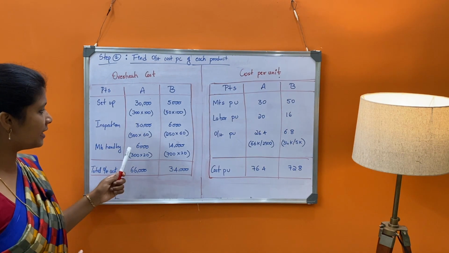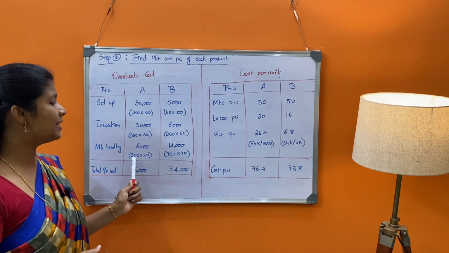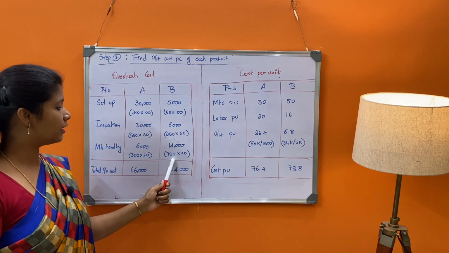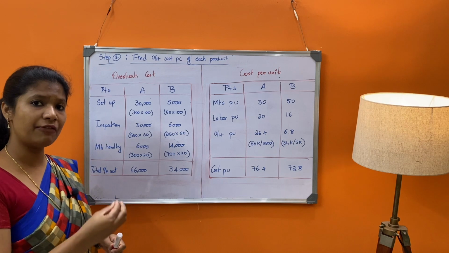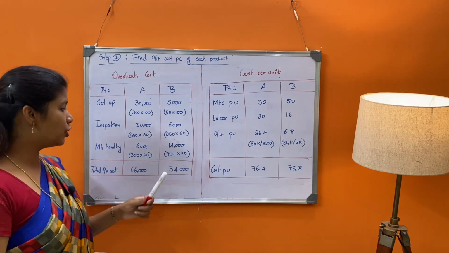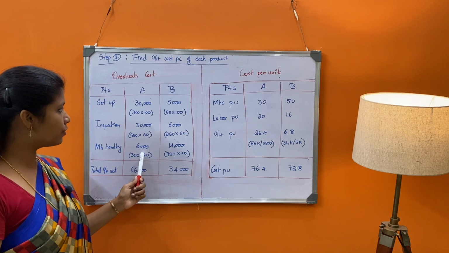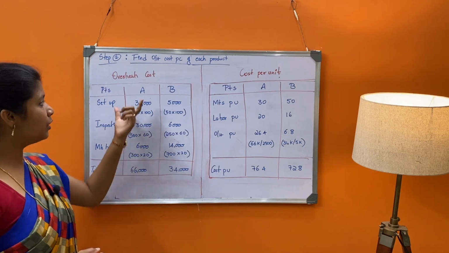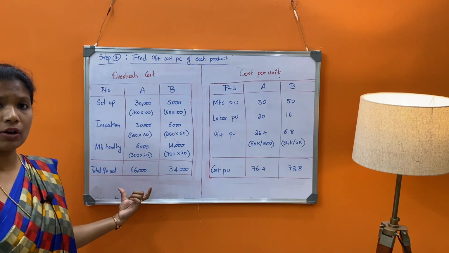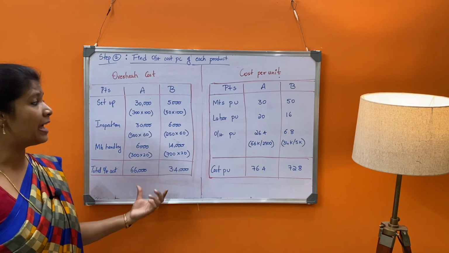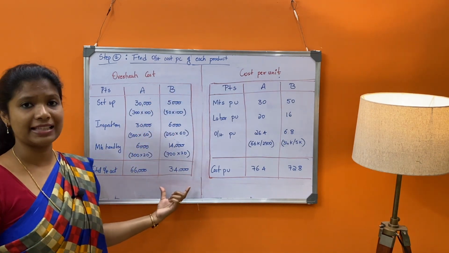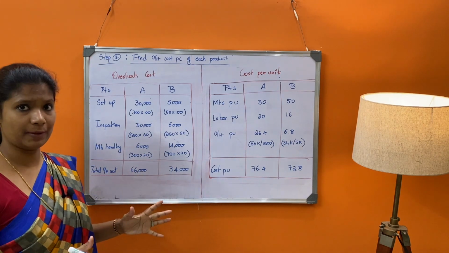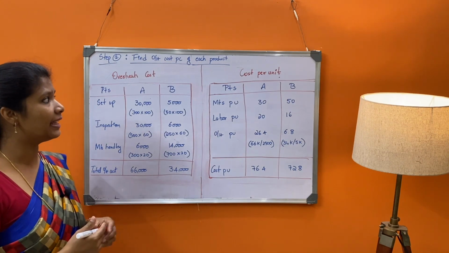Next we have material handling, that is 6,000 and 14,000. The number of goods movements for product A was 300 times and for product B was 700. The rate we found for material handling was 20 rupees. So we multiply with that factor and we get 6,000 rupees and 14,000 rupees respectively. Once we total for product A, the total overhead cost stands at 66,000 rupees, and for product B, the total overhead cost stands at 34,000. So we have got the total overhead cost. Now we need to break it down according to each unit.